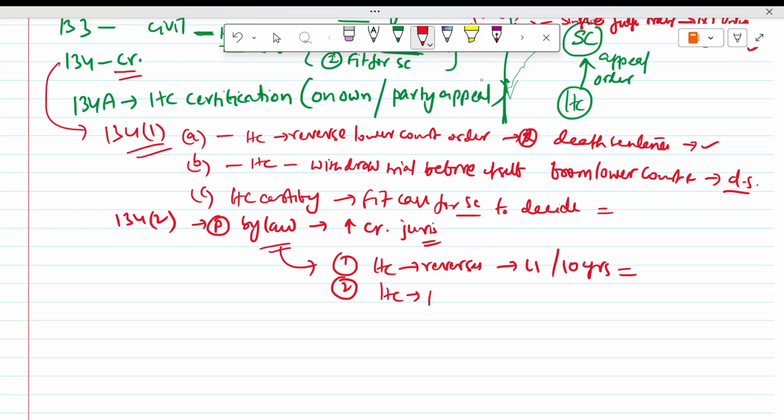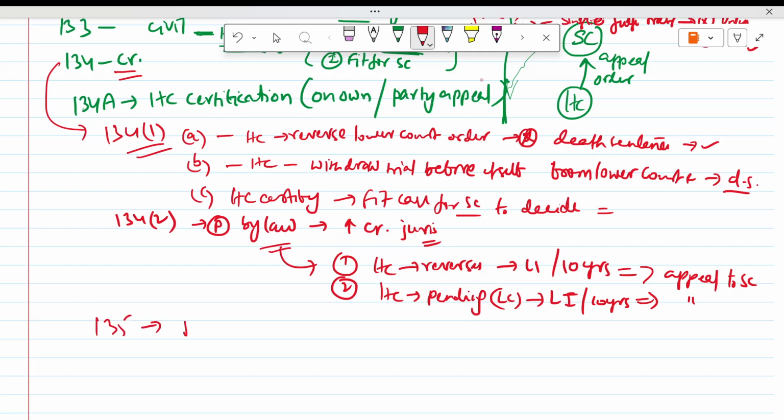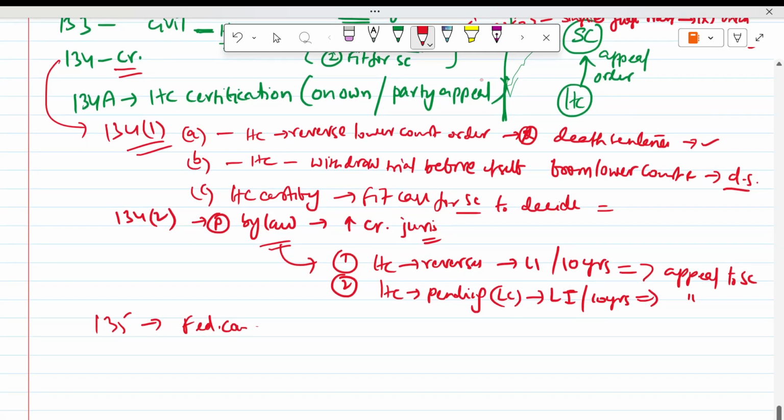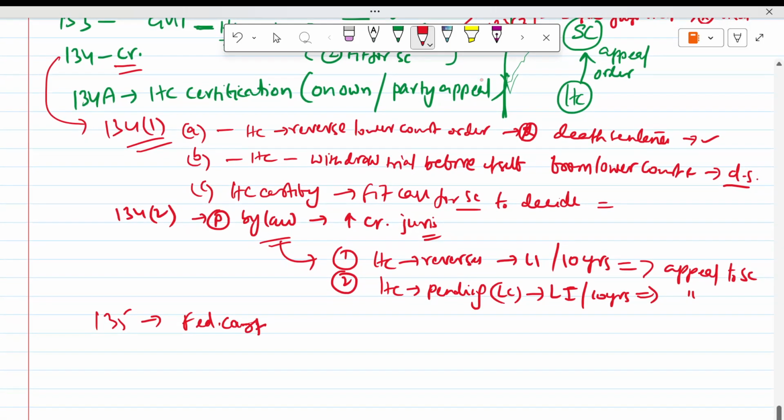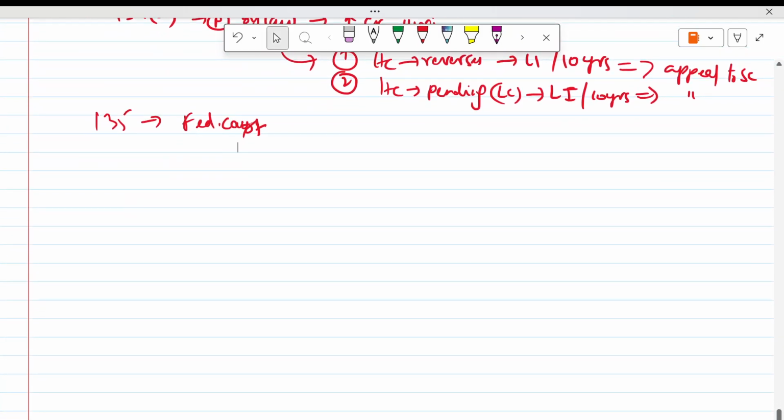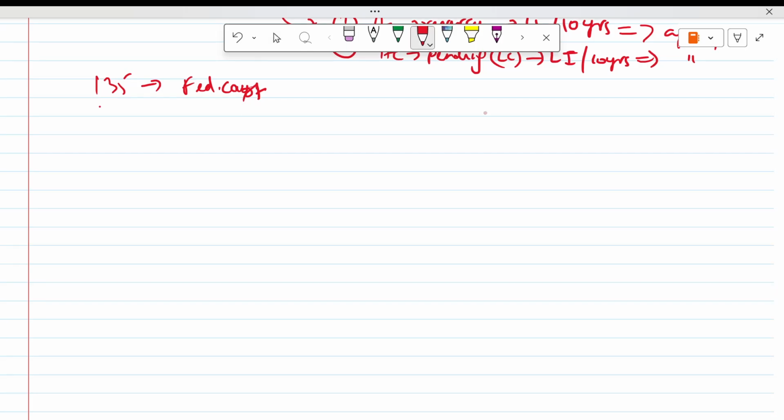Also, if the High Court takes any pending case from the lower court and imposes life imprisonment or 10 years imprisonment, then also appeal is there to the Supreme Court. This Parliament has created by law. This is 134(2). Then Article 135 says Federal Court. What is the Federal Court's power, jurisdiction? That the Supreme Court will continue. That is 135. Then 136.